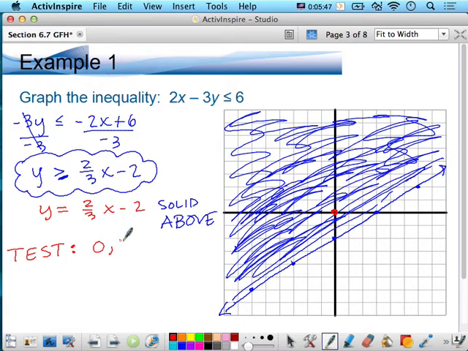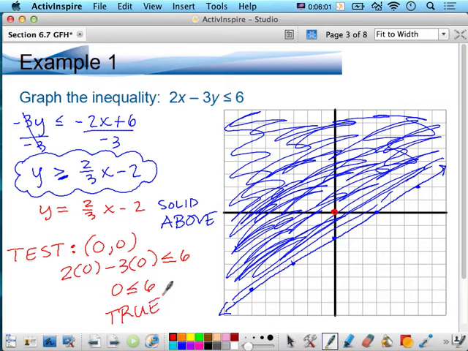So I'm going to pick 0, 0 as my test point just to show you. 2 times 0 minus 3 times 0 is less than or equal to 6, which is 0 minus 0, so 0 is less than or equal to 6. Is that true or false? True. It's true, which means I should shade it on that side. And sure enough, we can see that I'm shaded over there where that test point is. If it made it false, I would shade on the other side. So that's how you can pick a point and test it.